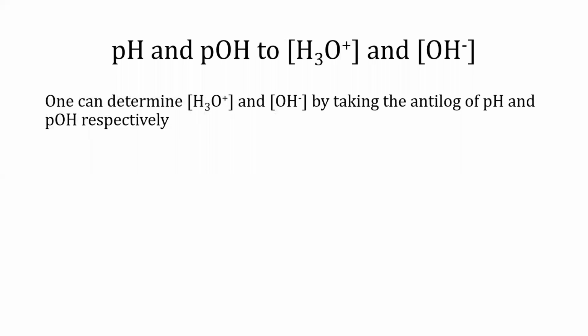One can determine H3O+ and OH- concentration by taking the antilog of pH and pOH respectively. H3O+'s concentration equals 10 to the minus pH, and OH- concentration equals 10 to the minus pOH.